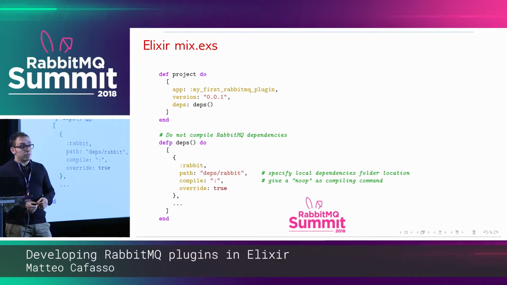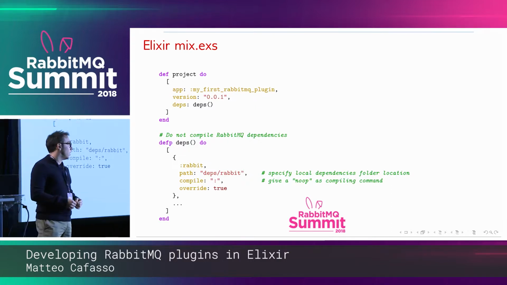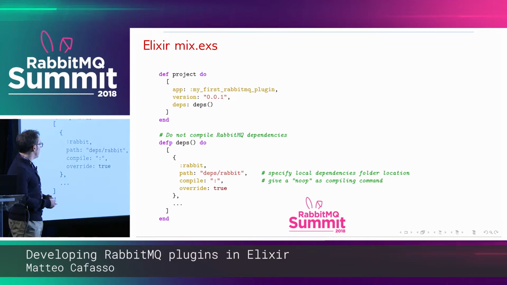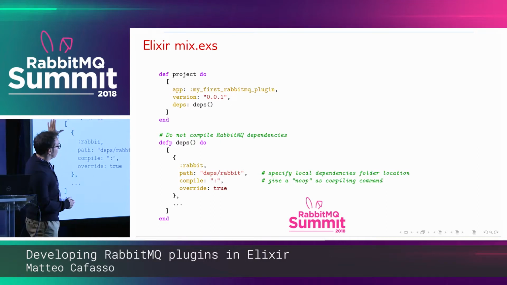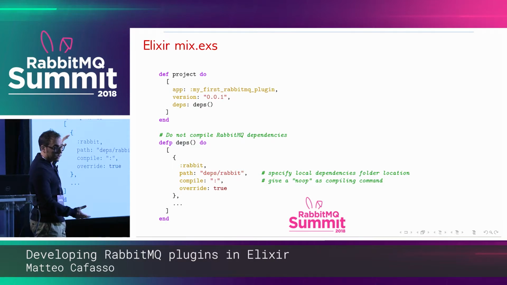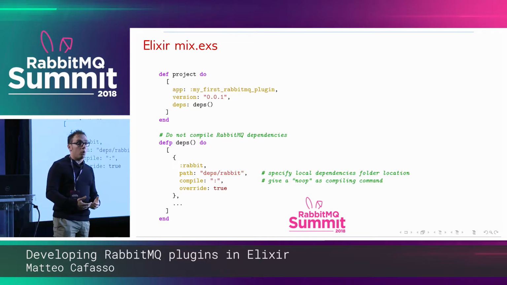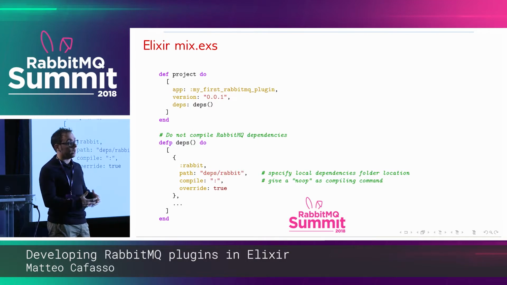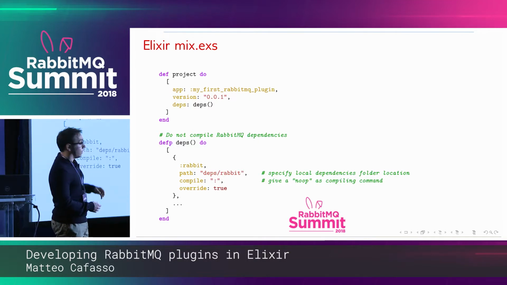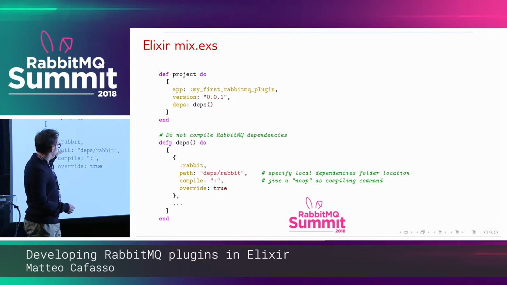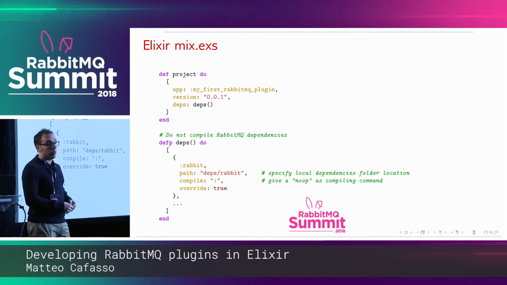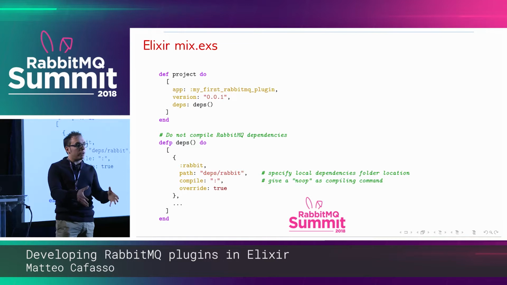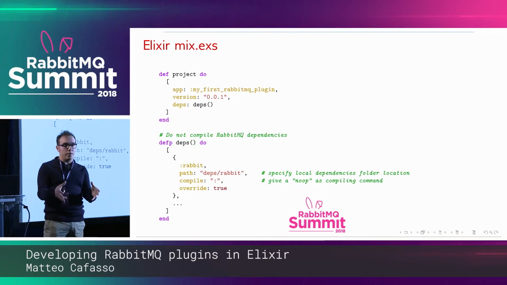Turns out it's pretty simple once you know what to do, as always, but it took me quite some time. So this is just a part of the Mix script. I didn't include it all. All the magic happens in the deps function. In there, we just need to instruct Mix to ignore all those dependencies which Erlang.mk takes care of, like, for example, Rabbit. And we do it by passing two keywords, the path, where we specify where we can find the dependency already.